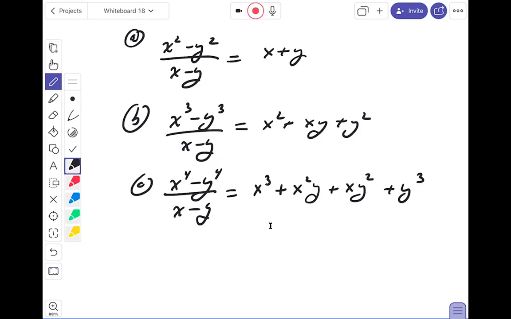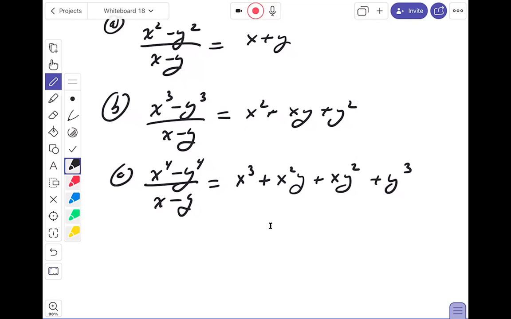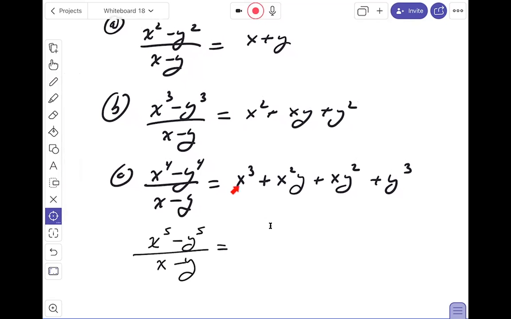Now, by the way, when I say there's a pattern, I really believe there's a pattern to that. So if I wrote the next one down without doing division, the next one, x5 minus y5 over x minus y, what would I see? I want to point out what I think I'm seeing. I'm seeing x's. There's 3, 2, 1, none.